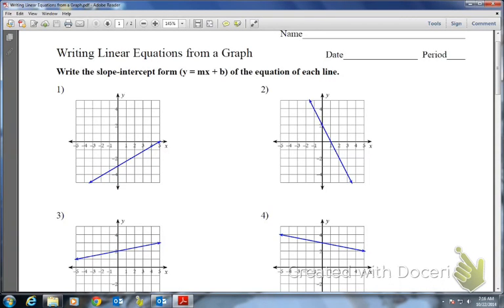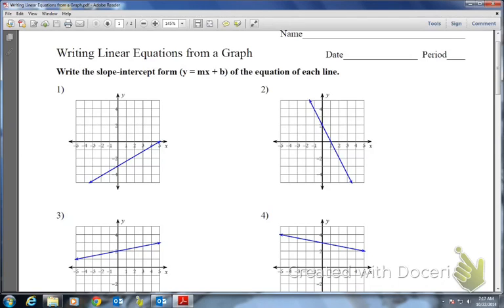All right, for your homework for tonight, just a brief overview of how to do it. It's writing linear equations from a graph. Just like earlier today when we were doing classwork, we were writing linear equations from a point and a slope, or from the y-intercept and the slope. Today we're going to be given a graph, and we have to determine what the slope is, we have to determine what the point is, and then we can write the equation. So let's just do one of these together.